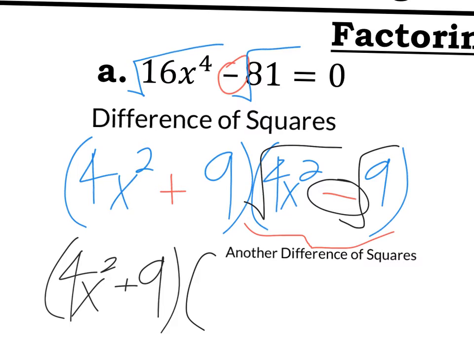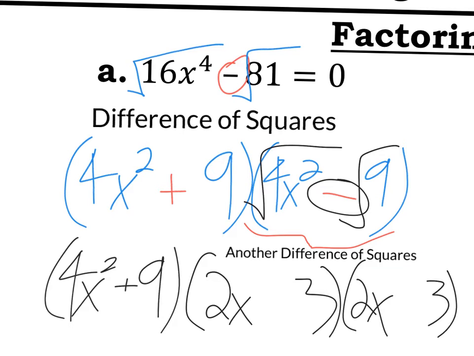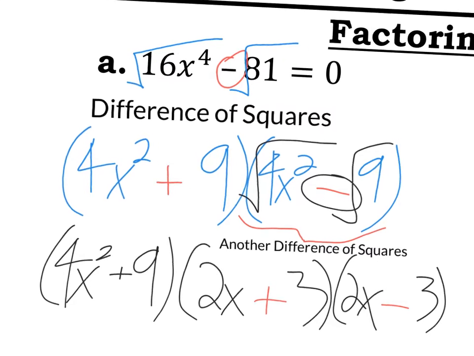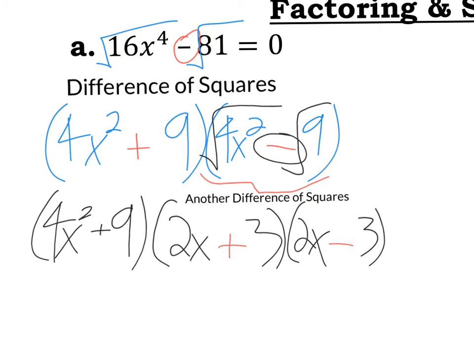The square root of 4x squared, that would be 2x. Divide the exponent by 2. 2 divided by 2 is 1, so 2x. And then the square root of 9 is 3, so make one say 2x plus 3, make the other say 2x minus 3. All right? Make one plus, make one minus. Now this is fully factored, okay? So this is in fully factored form.